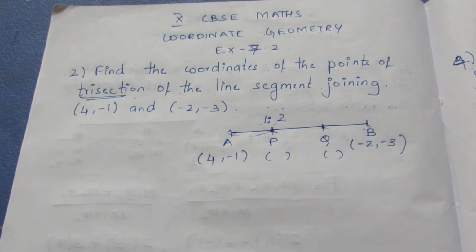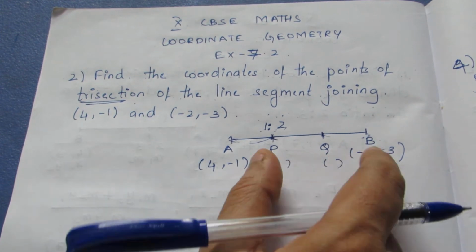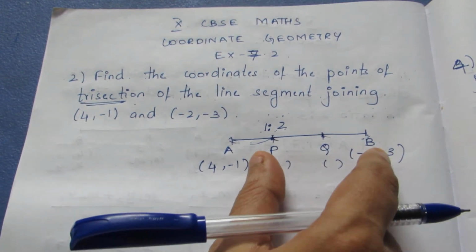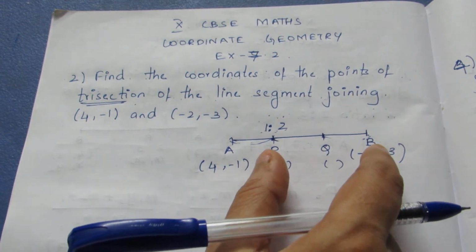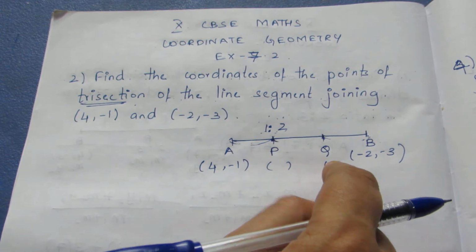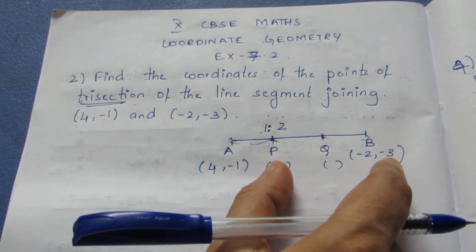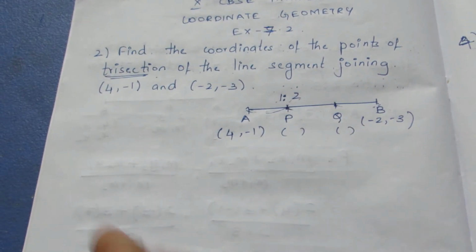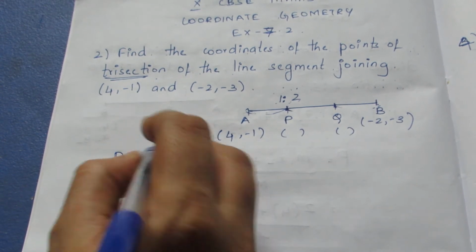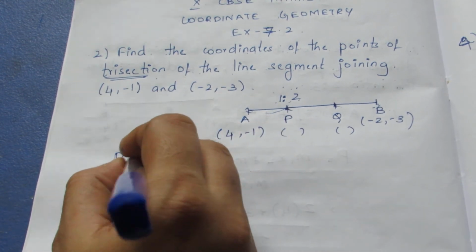Otherwise we can also do it differently, easily, by taking P and Q. You know that Q is in between P and B. So taking the midpoint formula of P and B, we get Q. So let us find P first. After that, taking P and B with the midpoint formula, we can find Q. Now for P, we are going to use the section formula, as we know the ratio.